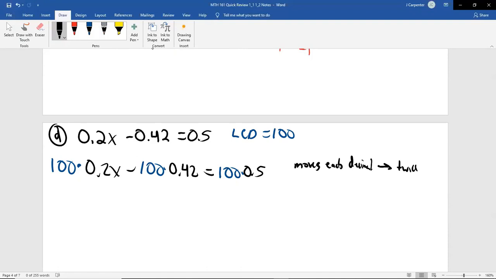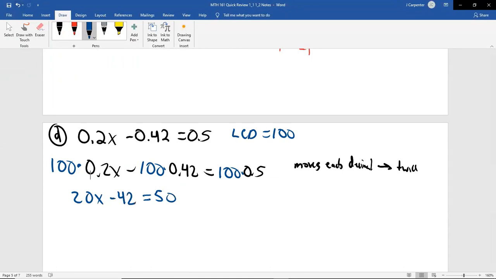So I'm going to show this, but I'm going to erase it in just a second. So 0.2, moving that right twice, and it looks kind of funny because there's an x there, but imagine the x isn't there. That means it's a filler 0, so that's going to be a 20. Moving this one right twice makes it 42. Moving this one right twice makes it 50. So now it's 20x minus 42 equals 50. There we go. So 20x minus 42 equals 50. Whole numbers, no fractions, no decimals, much easier in the brain.